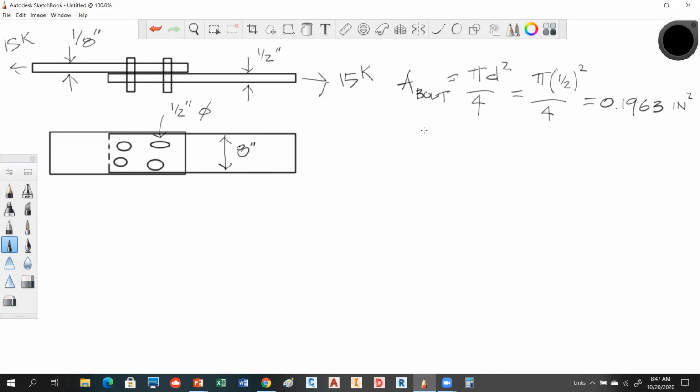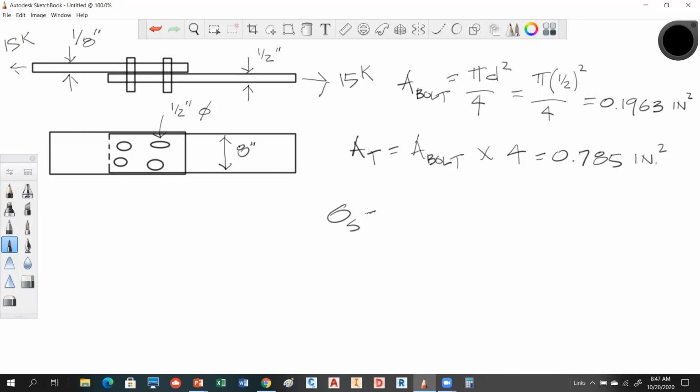We have 4, right? So the total area of resistance is going to be your area of a bolt times the number of bolts. In this case, we have 4. So if you have 8 bolts, it would be 8 times that. If you had 3 bolts, it would be 3 times that. So you just have to look at the number of bolts that you have and how that's resisting. So that's my total area of resistance.